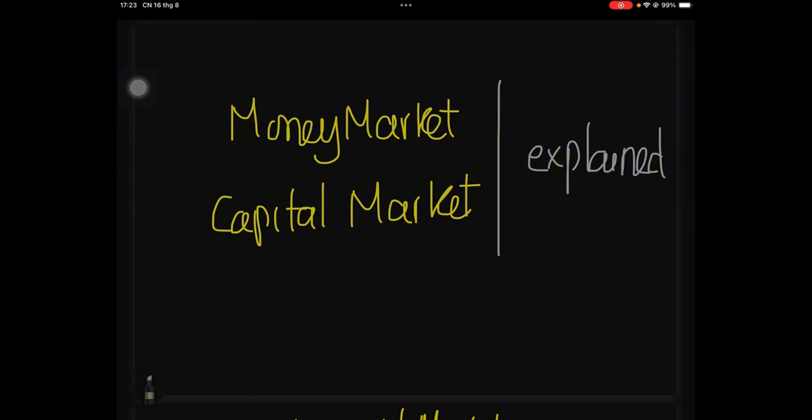The difference is not just about the type of investment, it is about time horizon, risk, liquidity, and the purpose of the investor. Today, we will understand how professionals decide where short-term cash belongs and where long-term capital should be invested.